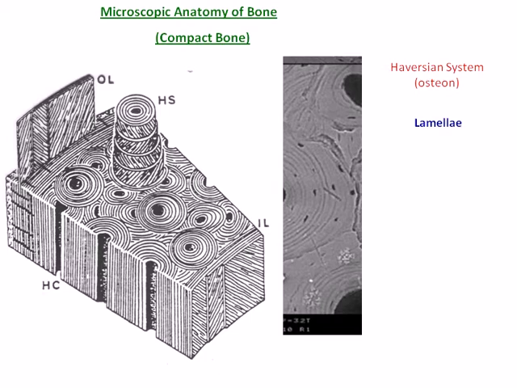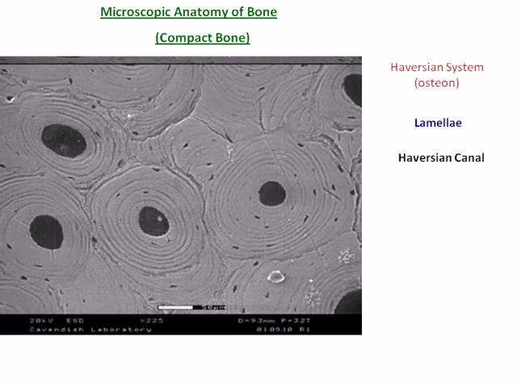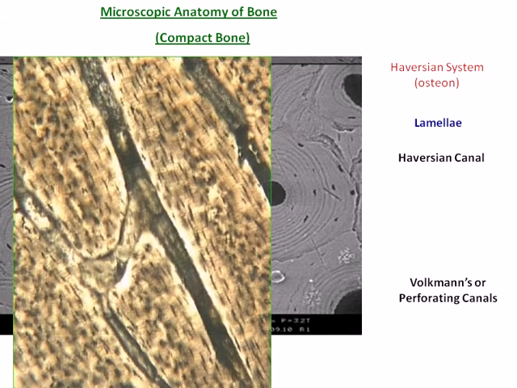Running through the core of each osteon is a central or Haversian canal. The Haversian canal contains small blood vessels and nerve fibers that serve the needs of the osteon's cells. Perforating or Volkmann's canals lie at right angles to the long axis of the bone and connect vascular and nerve supplies of the periosteum to those in the central canals and medullary cavity.